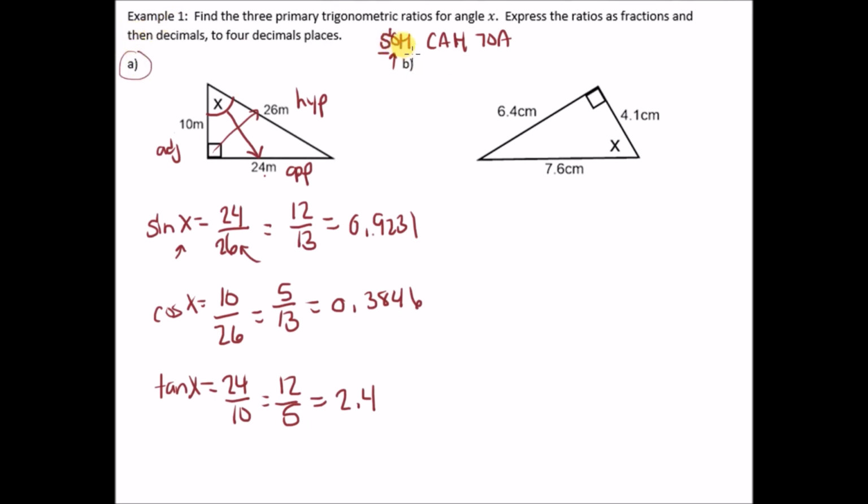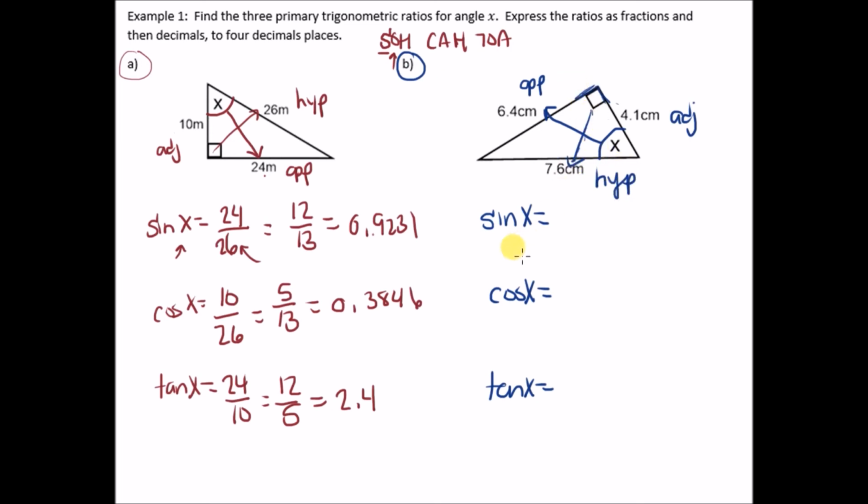Now 1B, we're going to set up the question the exact same way. So let's set up sine x equals, cos x equals, and tan x equals. So in reference to x, our opposite side, the side that we can put an arrow through, is 6.4. Our adjacent side is the side perpendicular to the opposite, and our hypotenuse is always going to be opposite the right angle. So SOHCAHTOA.